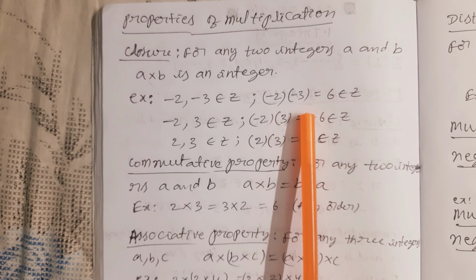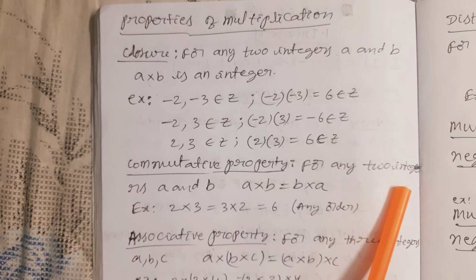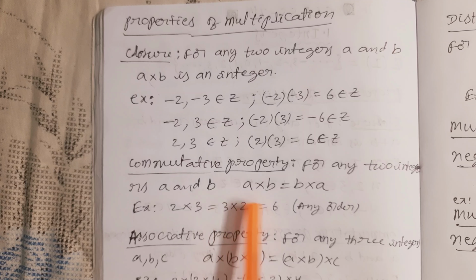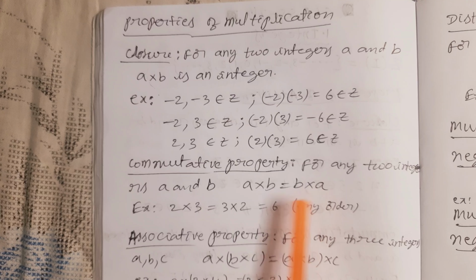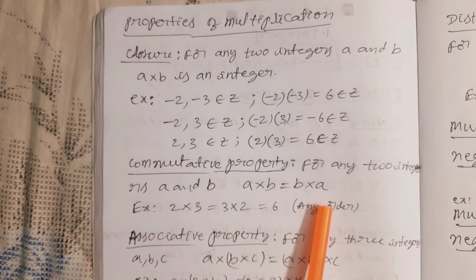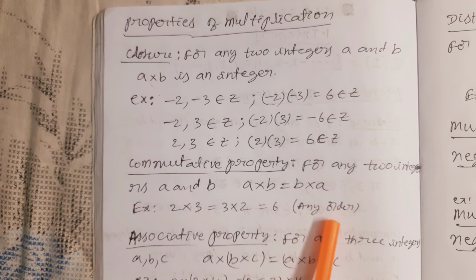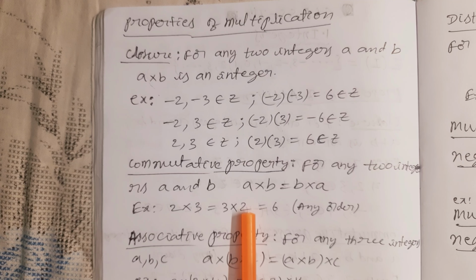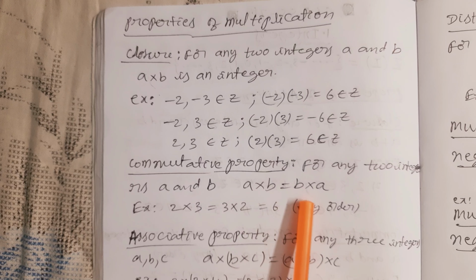That is the closure property. Now the commutative property. For any two integers a and b, a into b is equal to b into a. As previously we have discussed in addition property, here it is multiplication. The order is changed, that's all. Any order you can take, the value is the same. Example, 2 into 3 is equal to 3 into 2. The value is 6 only. Even if the order is changed, the value is the same. This is called the commutative property. Mainly you need to understand a into b is equal to b into a.